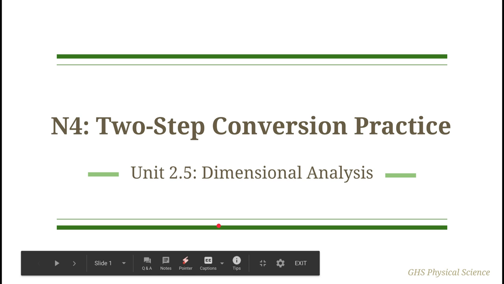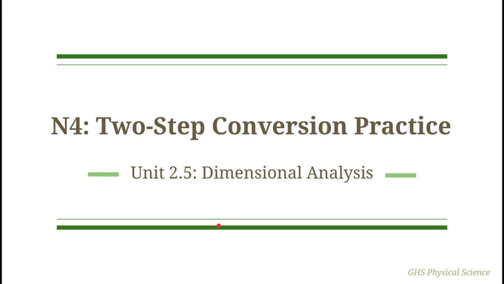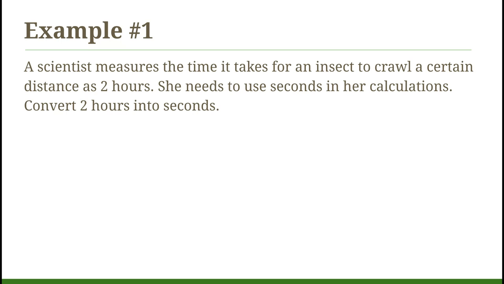So in these notes, we're going to start considering some problems where we need more than one conversion factor in order to convert one value from one unit to a different one. So here's an example of a problem like that. A scientist measures the time it takes for an insect to crawl a certain distance, and it takes that insect 2 hours. She needs to use seconds in her calculations, so she's looking to convert hours into seconds.